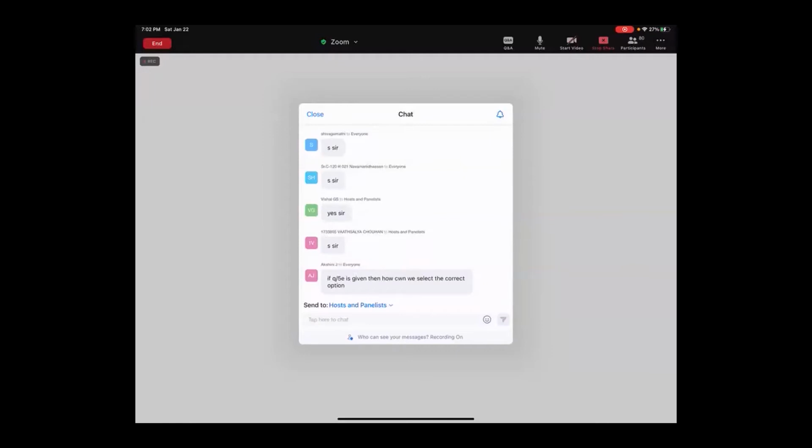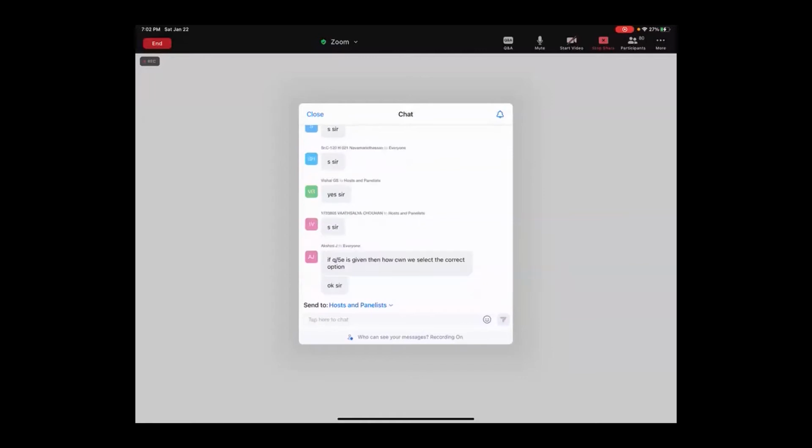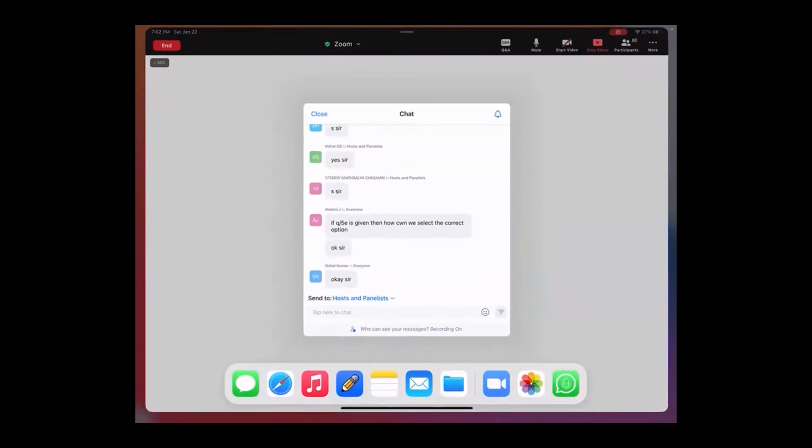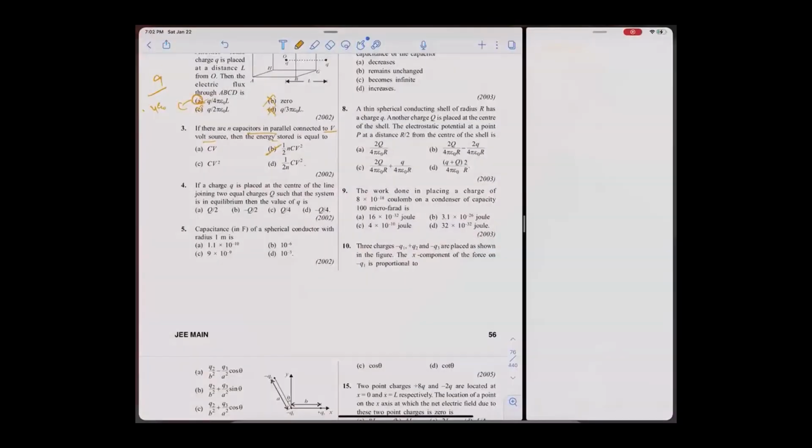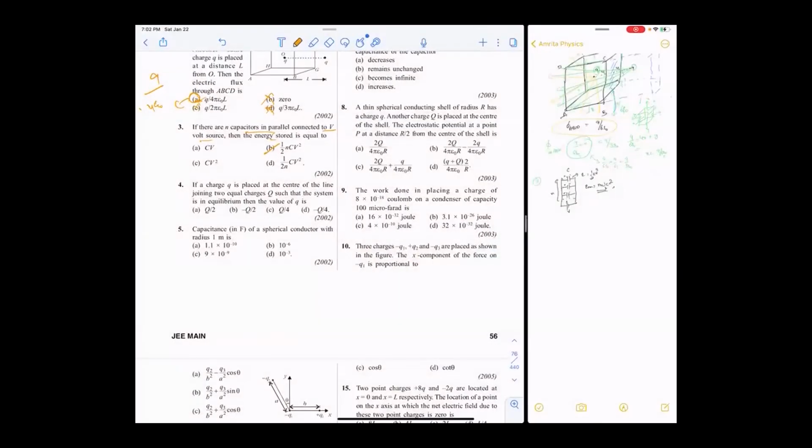Fine. If you have a curved area, we have this formula, no? Q by 2 epsilon into 1 minus cos theta, where plane angle is given. Gauss law. Now, if a charge Q is placed at the center of a line joining two equal charges Q, such that the system is in equilibrium, the value of small q is.